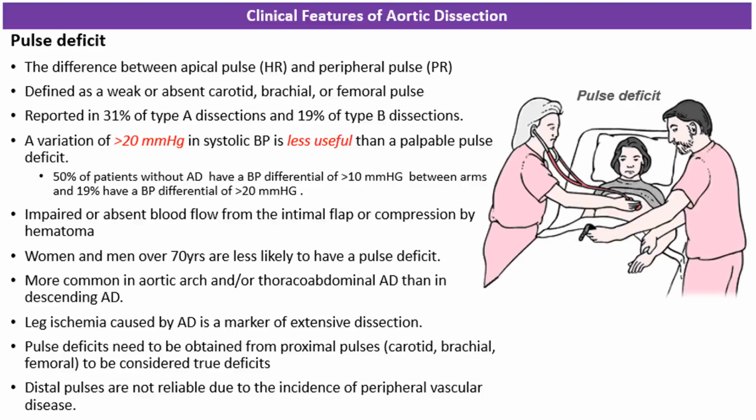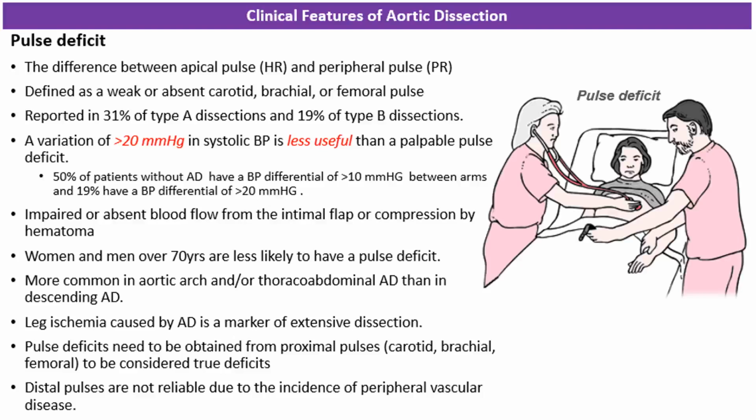A pulse deficit occurs when there is a discrepancy between the heartbeats and the palpable pulses, such as when the heart contracts but not all beats result in a perceivable pulse. This can be measured by comparing the apical pulse, typically auscultated at the heart's apex, with a peripheral pulse like the radial pulse at the wrist. The difference between these two rates is the pulse deficit, and it implies impaired or absent blood flow to peripheral vessels. The impaired or absent blood flow may result from the intimal flap or compression by hematoma.